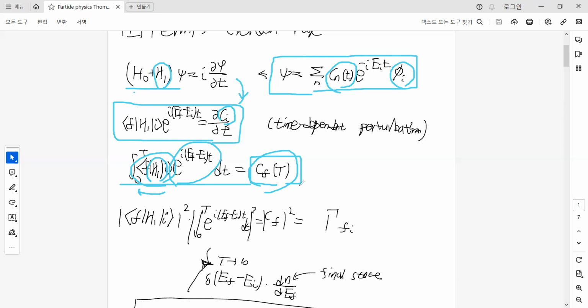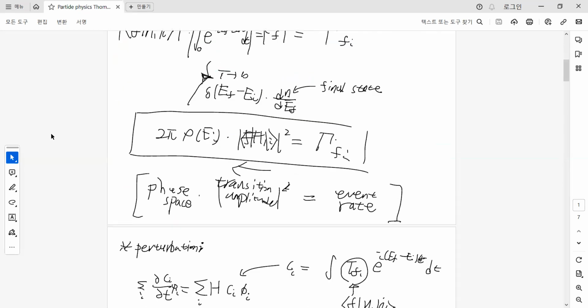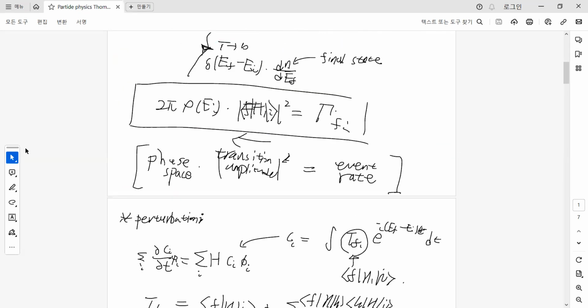So this means that the probability from the initial i state to the final f state has the transition amplitude and also the phase factors with the energy. And such a phase factor becomes the energy conservation in the limit of time going to infinity. And actually we can obtain Fermi's golden rule. One part of the Fermi golden rule is the transition amplitude squared as the probability, and the other part is the phase space and energy conservation, and it gives the event rate or decay rate.